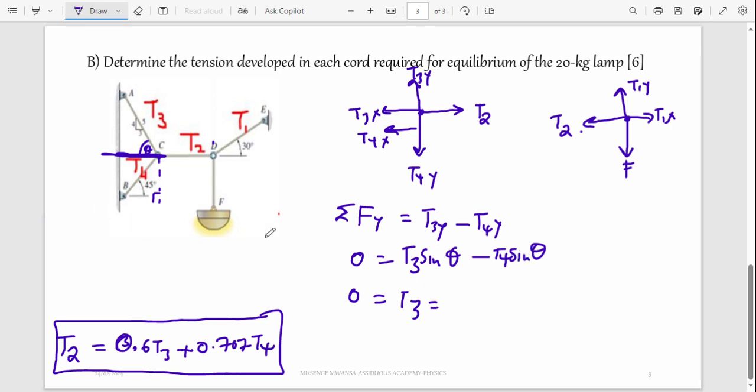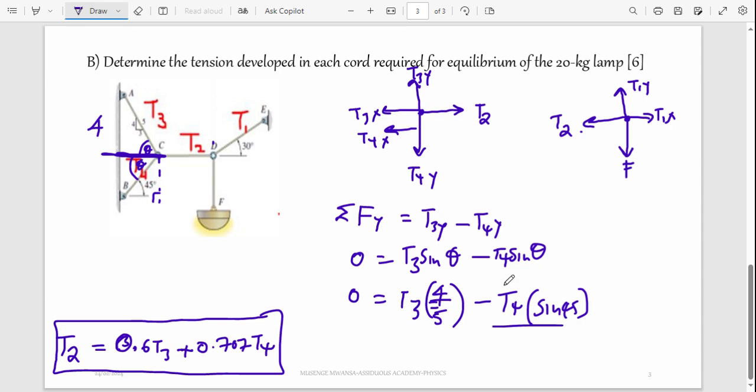So sine of theta is given by opposite over hypotenuse, not over adjacent. This is a 4, which is the opposite, and the hypotenuse is a 5. Then minus T4. Now sine of theta for T4, the angle that we are using is a 45. So we'll just say sine, the angle is 45 there, theta.